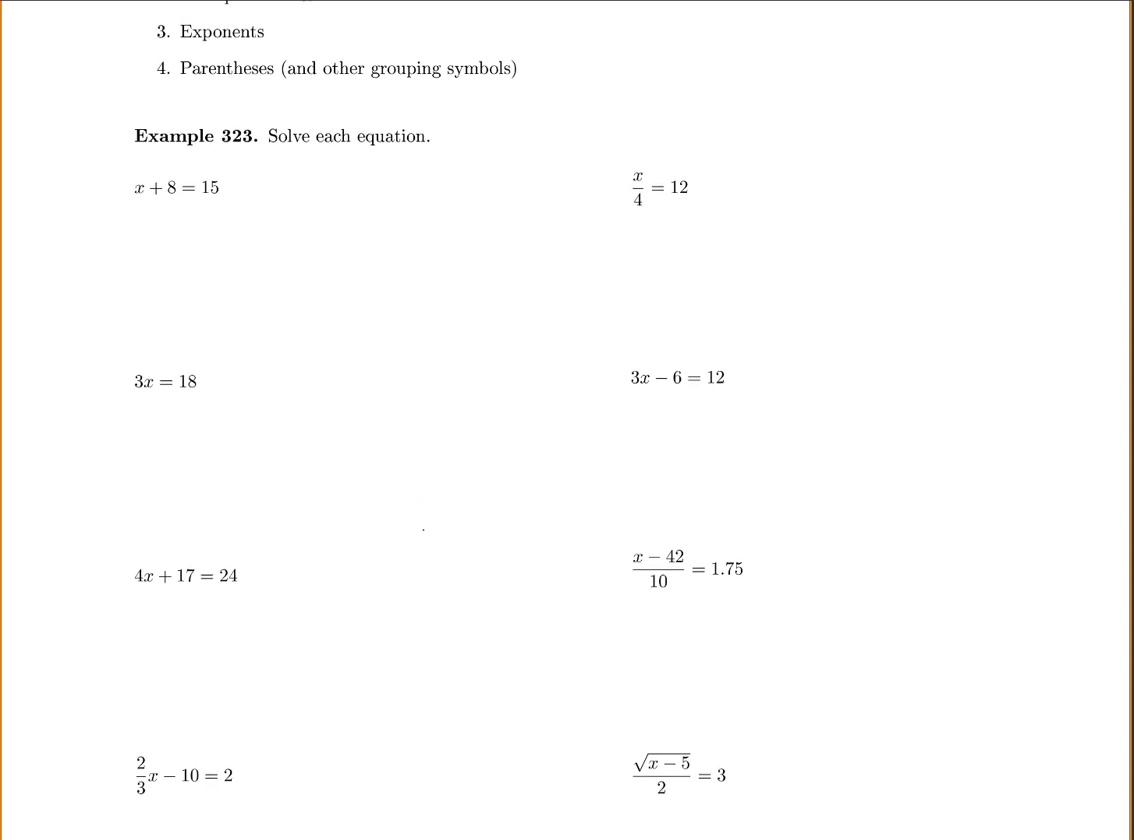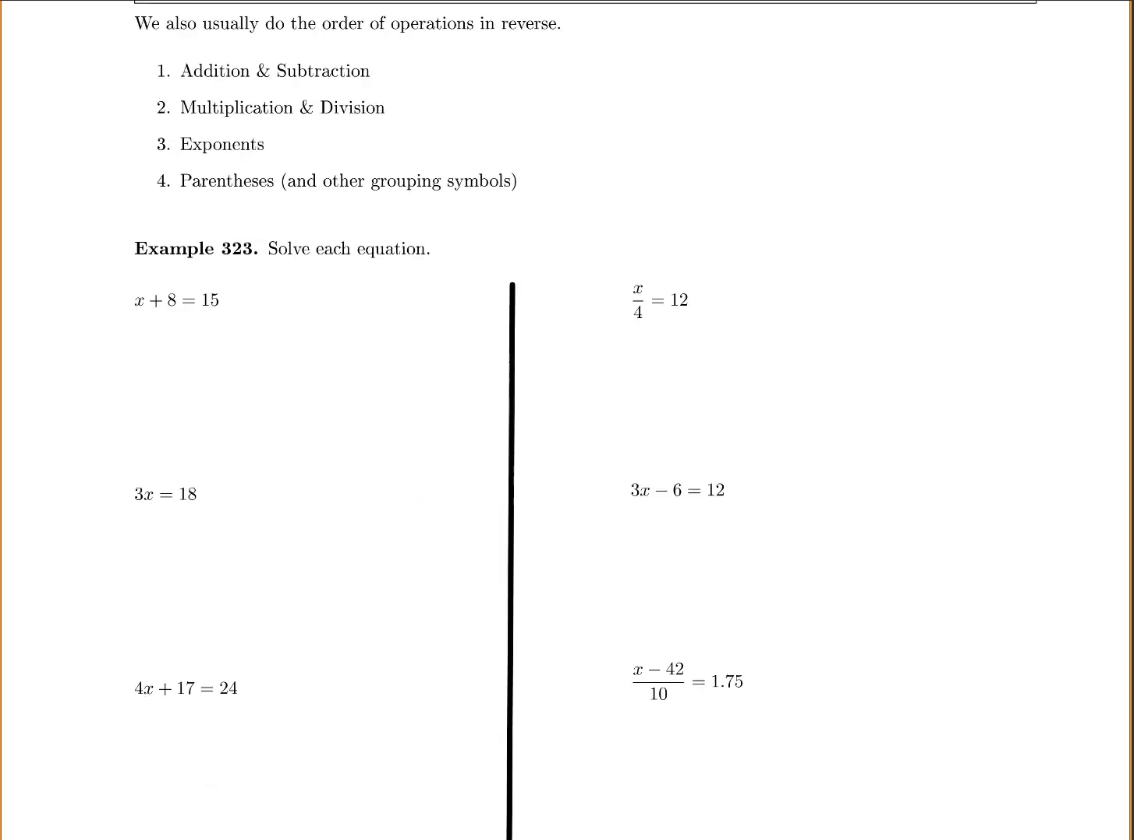So let's try solving each of these. First, x plus 8 equals 15. Well, if I want x by itself, I just have to minus 8 from both sides. And that's going to give me x equals 15 minus 8 is 7. For this next one, we have 3x equals 18. So I want to get x by itself. Right now it's 3 times x, so I need to undo it. So the opposite of times is divide. So I'll just divide both sides by 3. And I get x equals 6.